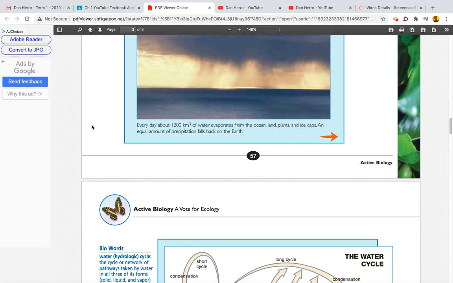Every day, about 1,200 kilometers cubed of water evaporates from the ocean, land, plants, and ice caps. An equal amount of precipitation falls back to the earth. That's kind of interesting. So, from everything that evaporates, an equal amount falls back. So the earth doesn't lose water, it just keeps evaporating and then raining down again.